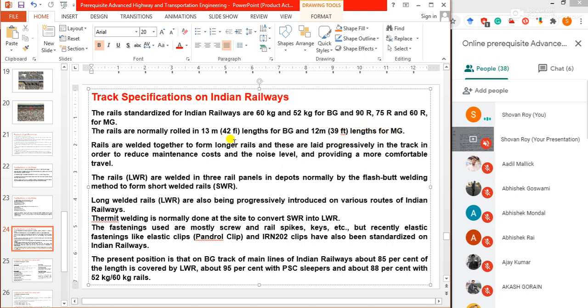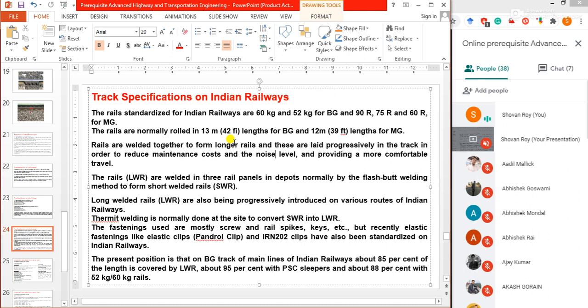and 12-meter lengths for meter gauge. So the length of a single rail is 13 meter for broad gauge and 12 meter for meter gauge. Rails are welded together to form longer rails, and these are laid progressively in the track in order to reduce maintenance cost and noise level and provide a more comfortable travel. LWR means long welded rails.